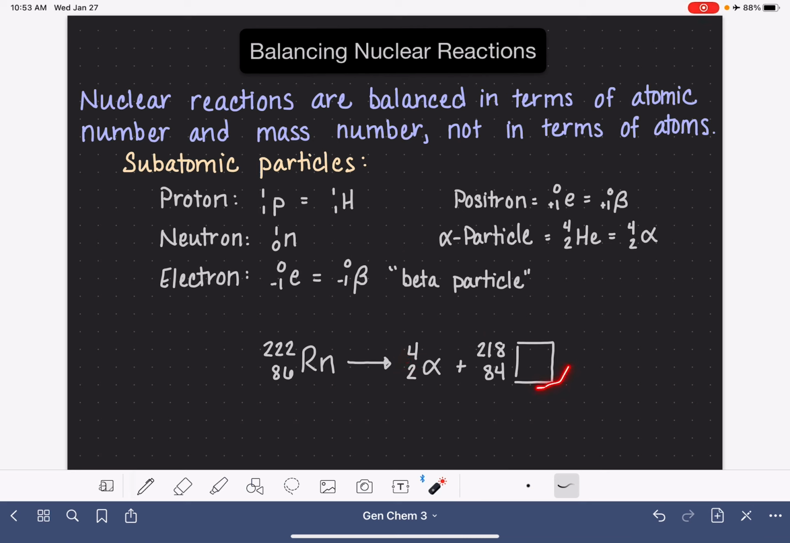Our last task is to come up with the identity of this atom. What is this atom? To figure this out, we're going to use the atomic number, 84, and we're going to go to the periodic table. We're going to find the atom that has atomic number 84 on the periodic table, and we'll see that it is polonium, Po. So again, our strategy here is to begin by figuring out what the atomic number is, use the atomic number to figure out the identity of the atom, and then also fill in the mass number at some point along the way.